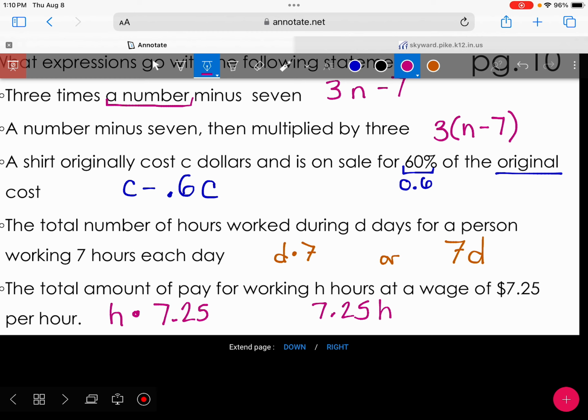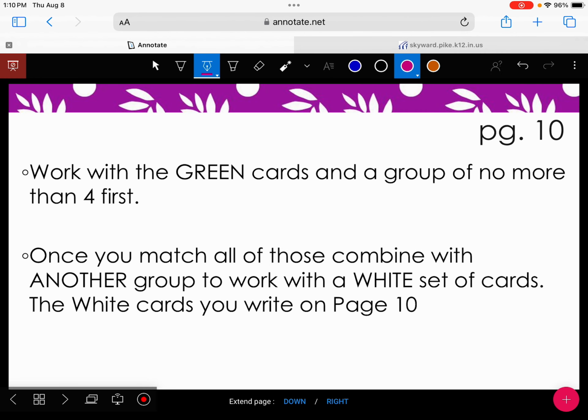So what we're going to do for the most of today, not all, but most, we have a card sort activity. And what we have is you're going to start with a group of 4 people.